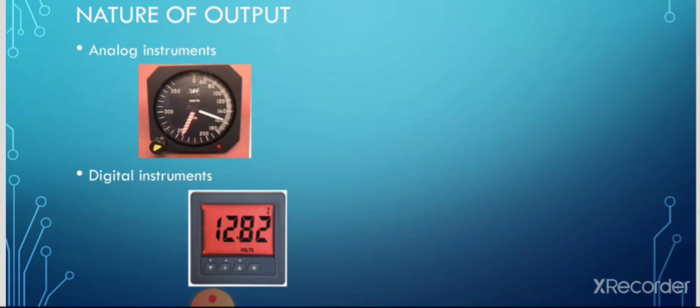The next classification is digital instruments. Digital instruments are those which give the output in a finite number of values. By using these instruments, no human error will occur, and they will give a more accurate value than analog instruments. So this is based on the nature of output. Instruments are of two types, analog as well as digital instruments. Compared to analog instruments, digital instruments will give more accurate values.